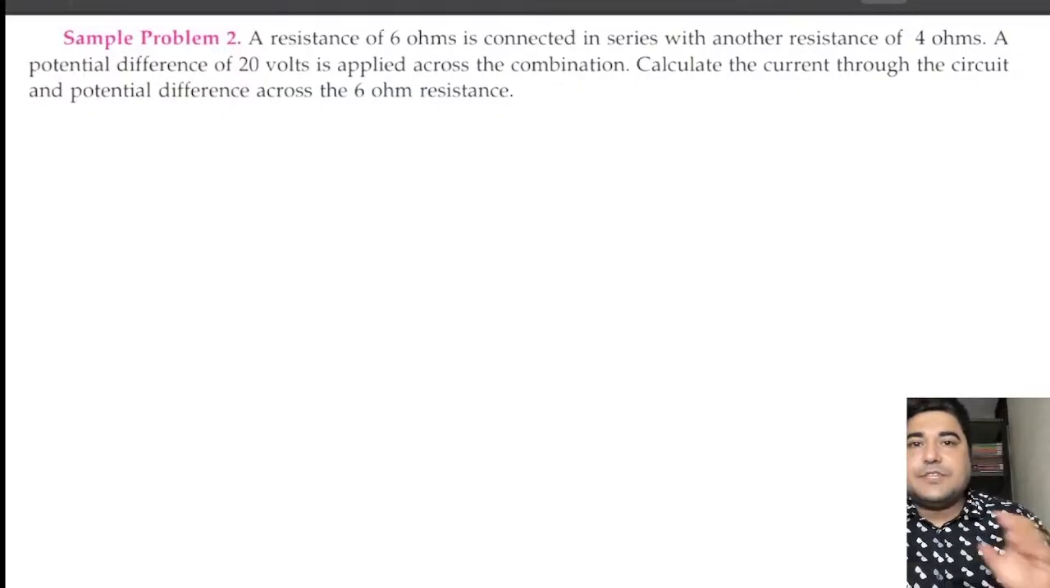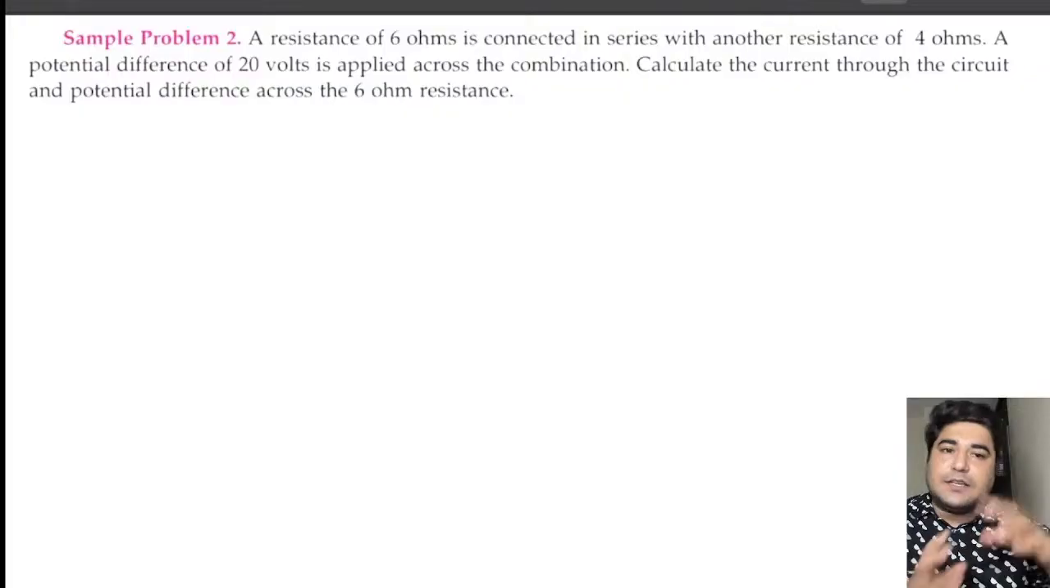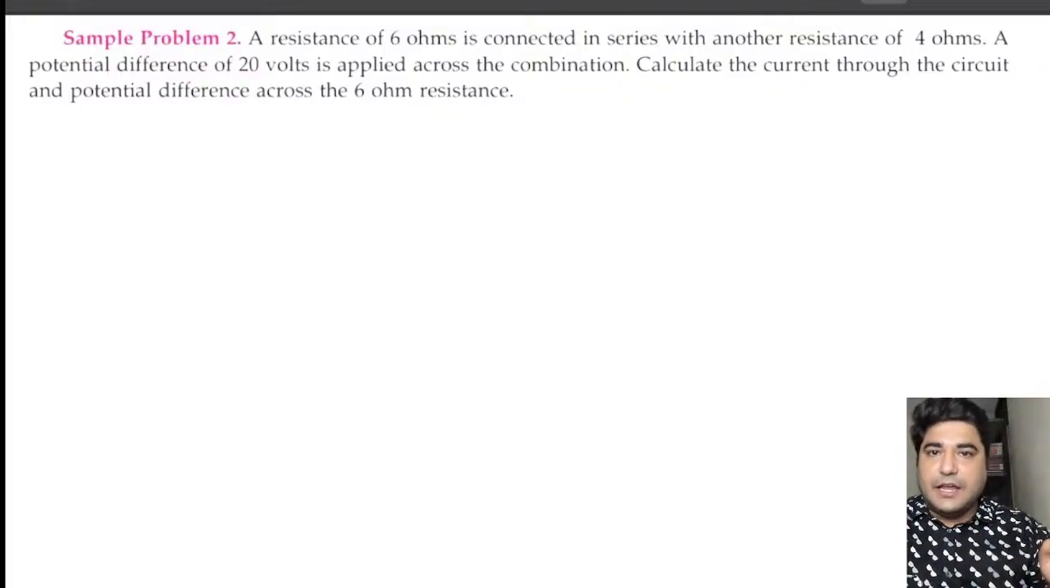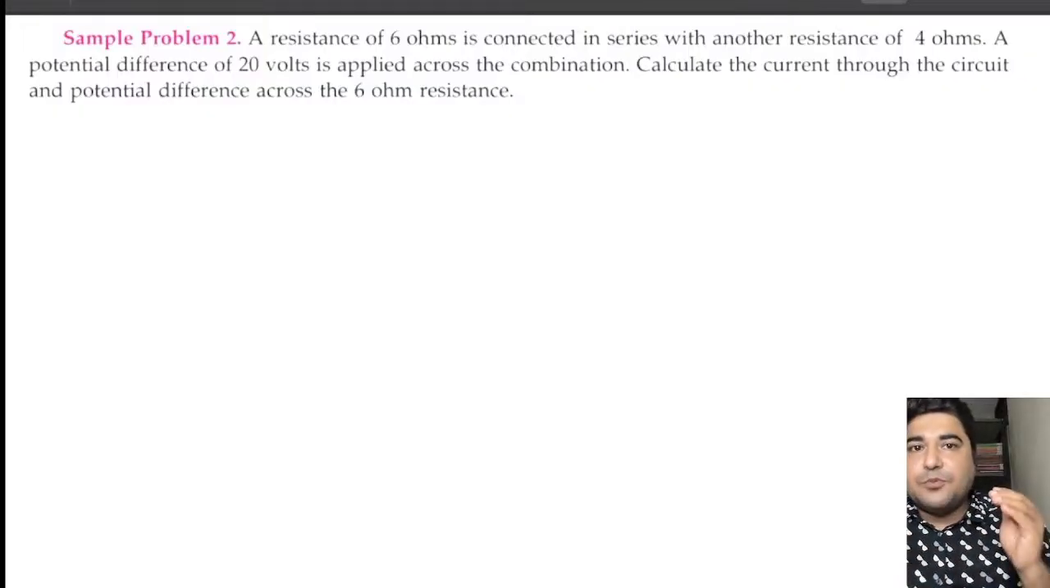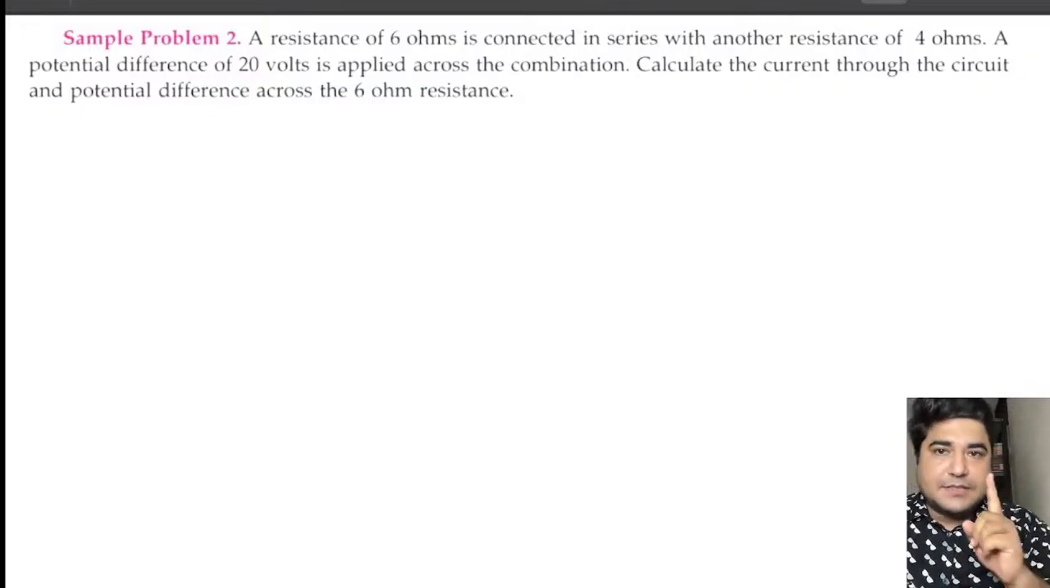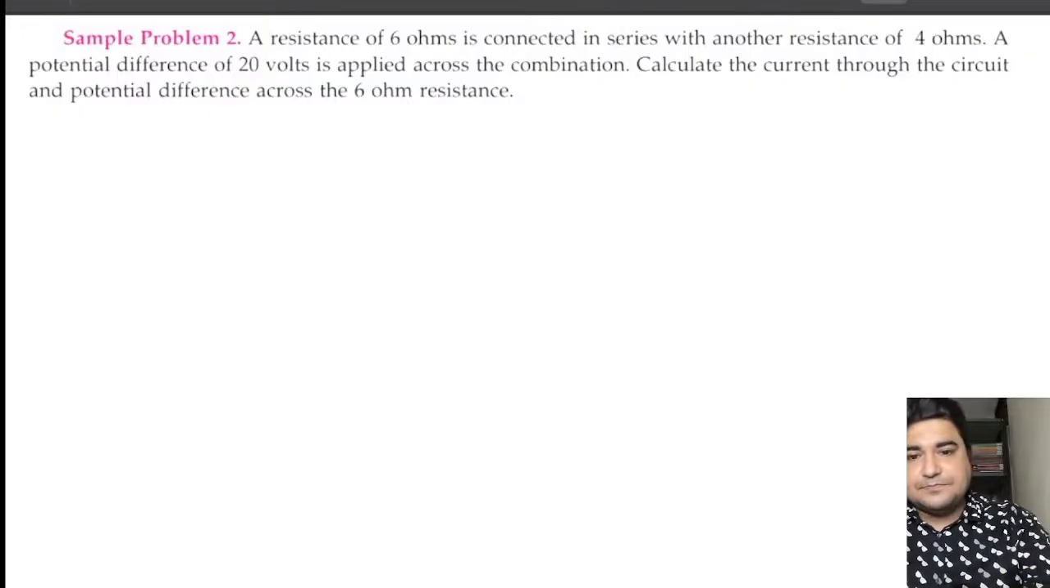A resistance of 6 ohm is connected in series with another resistance of 4 ohms. There is a connection of two resistances. A potential difference of 20 volts is applied across the combination. So we already know the value of potential difference as well. So what are we supposed to calculate? We need to calculate the current through the circuit. That is question number one. And second, we need to answer what would be the potential difference across the 6 ohm resistance. Two parts of the question are there.